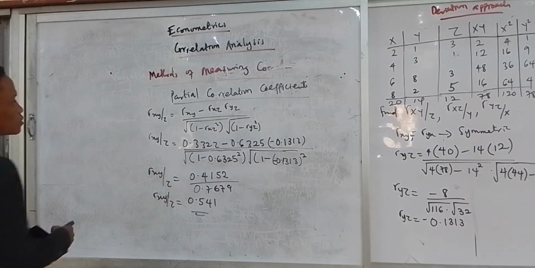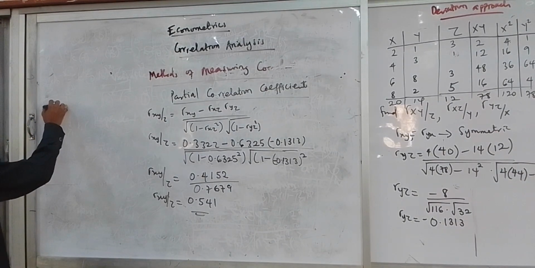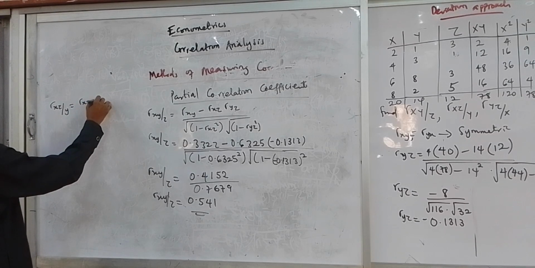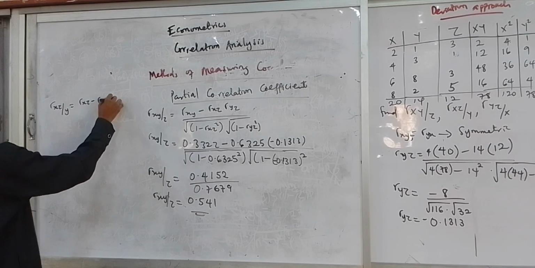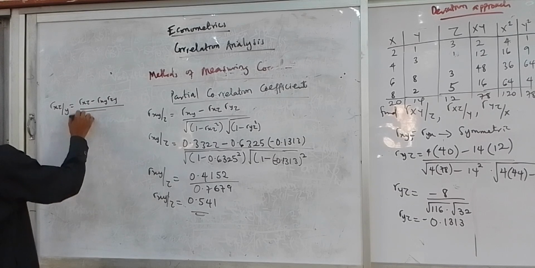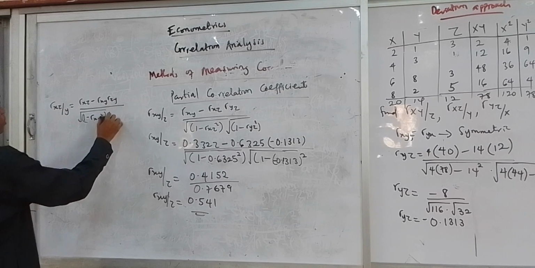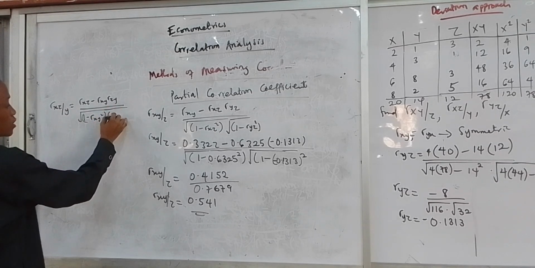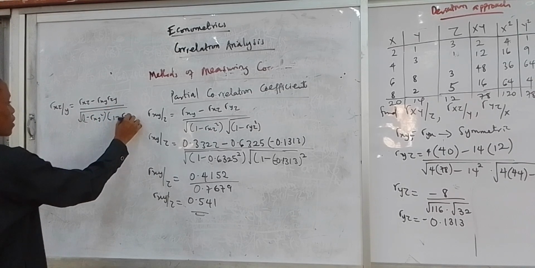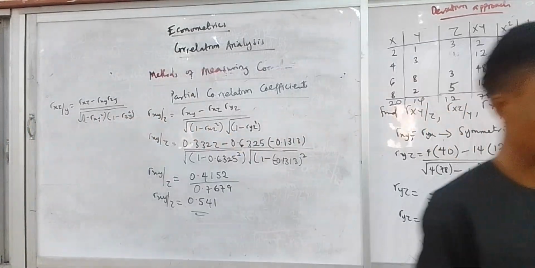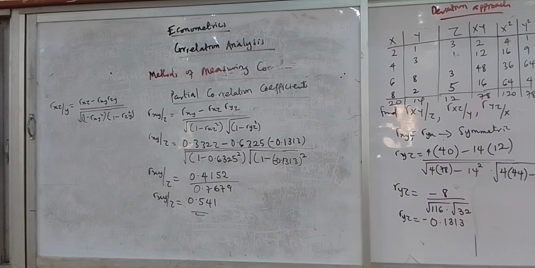Then the other one, rxz holding y constant, that would be rxz minus rxy times rzy, over square root of 1 minus rxy raised to power 2, into brackets 1 minus rzy raised to power 2. So the same approach, that's what you use to obtain that. Alright, let me stop here.